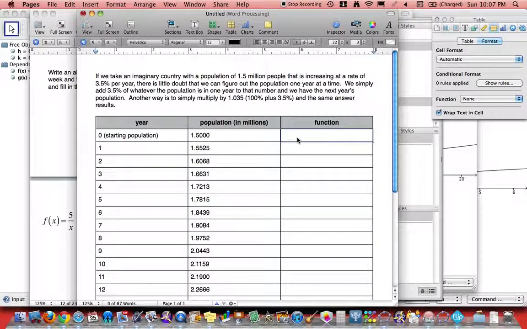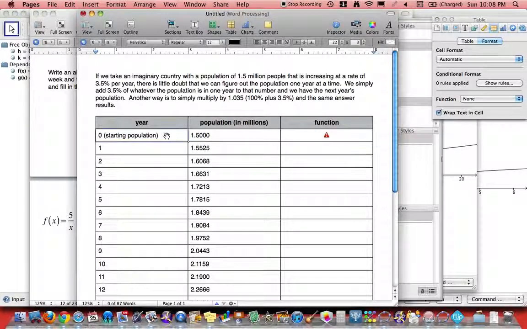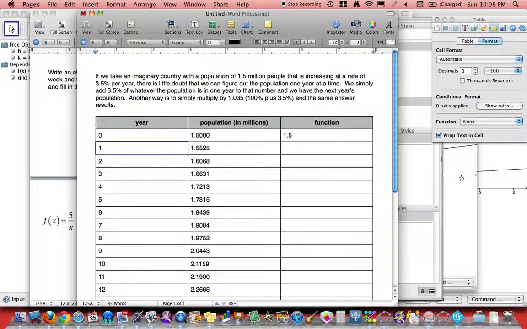We can actually say that that is equal to 1.5 times, I'm going to put the times sign in there, 1.035, close the parentheses, raised to that power. It's going to give me an error because I don't have this as a value, but I'm going to go ahead. Okay, now it will give me that.